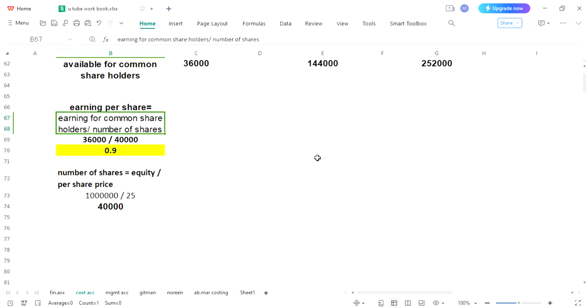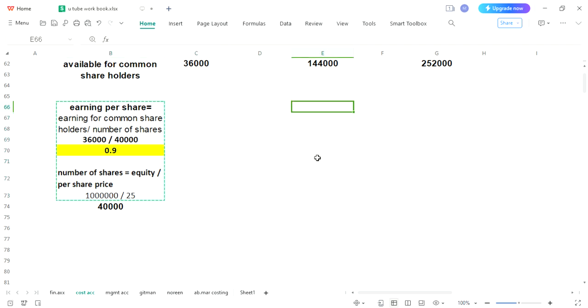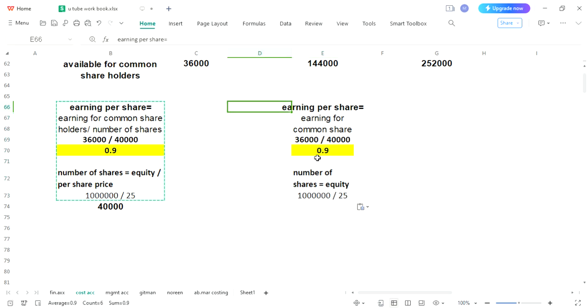First earning per share has been calculated, and we will use the same statement for calculation of earning per share for the second option as well. And for this, let's make a proper space for it.